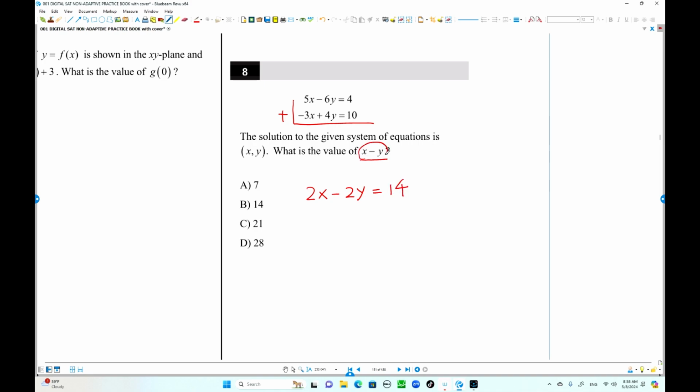Probably we can find what these terms, x minus y, okay, 2 is going out, x minus y equals 7. Can you see that? Okay, sorry, this is 14. After that, you can divide by 2, okay? So x minus y equals 7, okay? Actually, you don't have to find x and y individually, okay? So choice A is the answer.